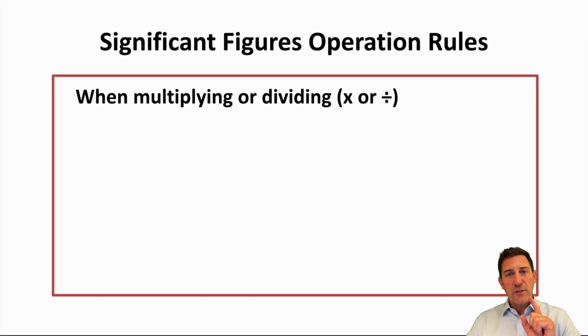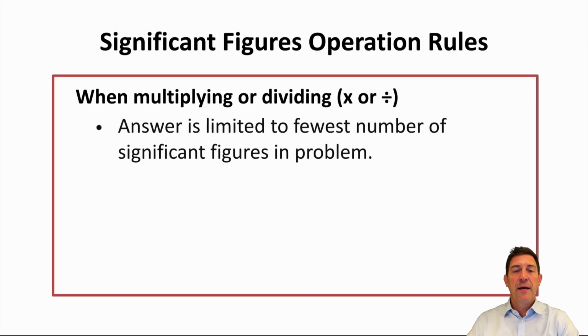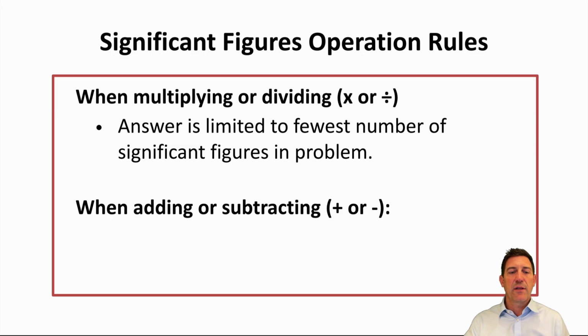So there are two sets of rules for operations. The first one is for multiplying and dividing. When I'm multiplying and dividing, the answer that I write down is limited to the fewest number of significant figures in the problem. Now, as you write that down, just know that this isn't going to make really good sense until we start doing examples together. So if you just write it down, you have that information, we'll do some practice problems, then you'll be like, oh, okay, now I actually understand what that means.